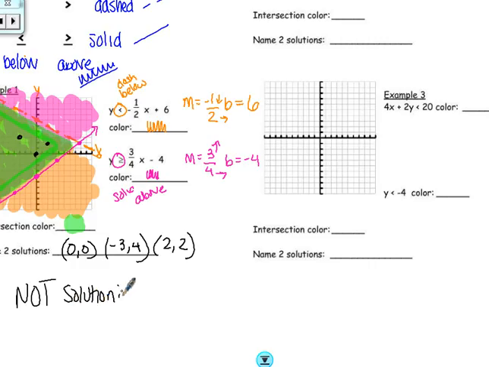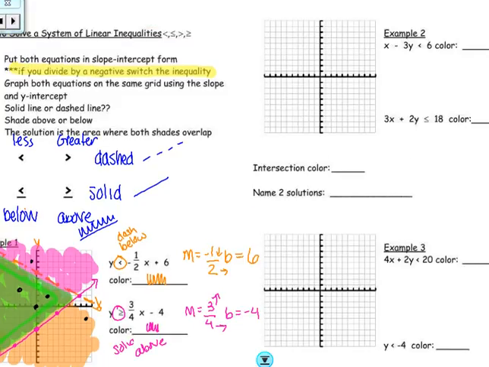Any point outside of the shaded region. Like 9, -2 is not a solution. Why is it not a solution? It's not in the overlapping section. The point -1, 8 is not a solution because it's outside of the green triangle. Okay? Let's move on to example 2.